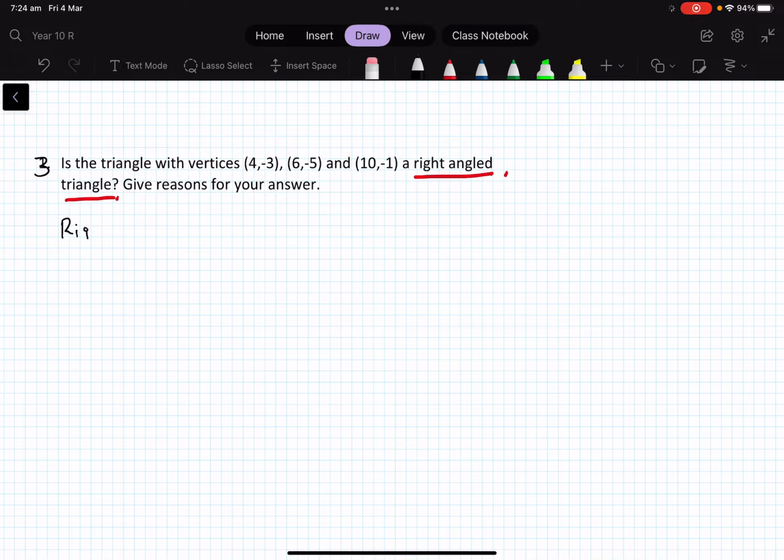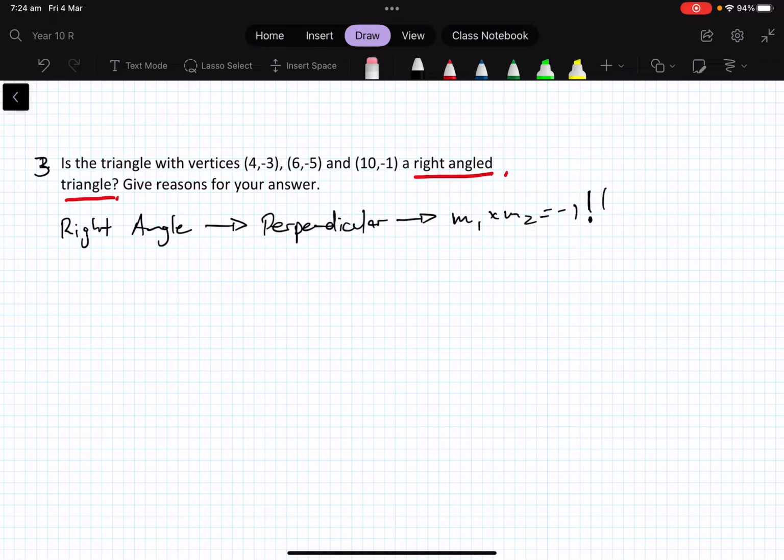Right angle, if you see that, this kind of logical thinking should lead you to think of the word perpendicular. And if we're talking about coordinate geometry, that should lead you to think of the fact that m1 times m2 equals -1. Eureka! Couple of exclamation marks. It's basically what it's getting you to think.